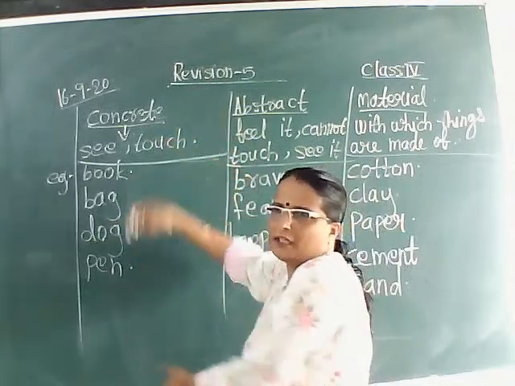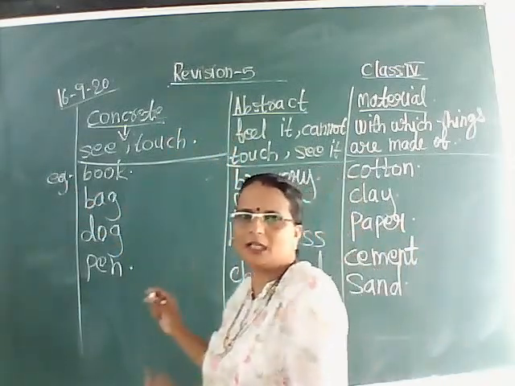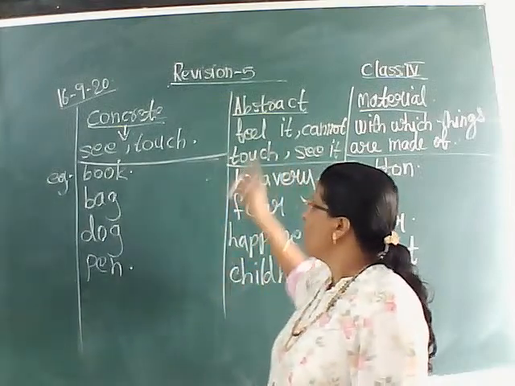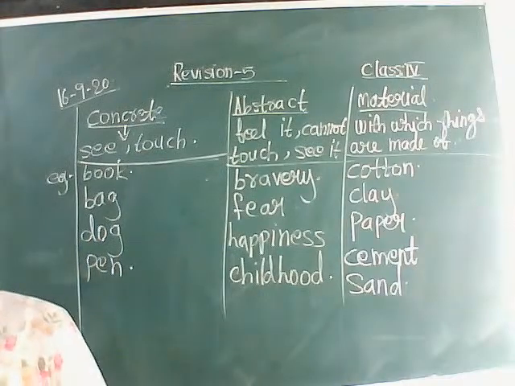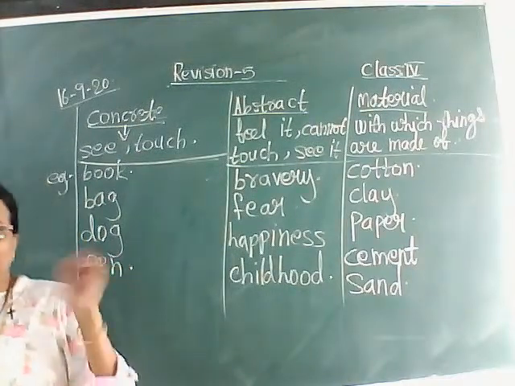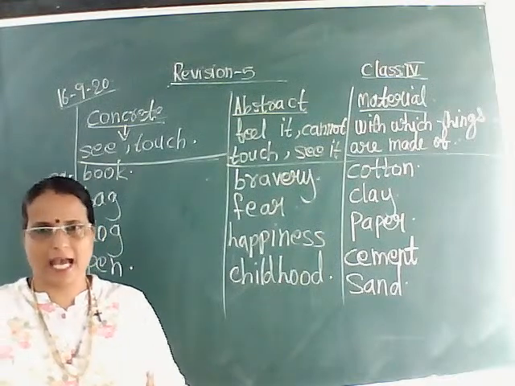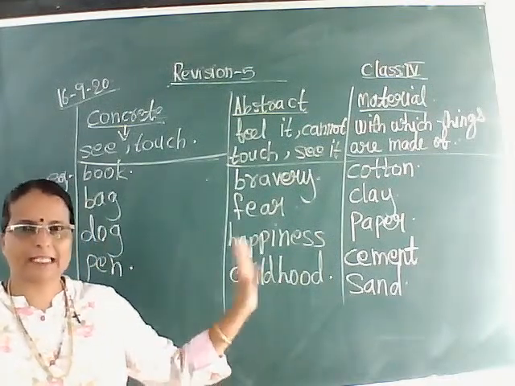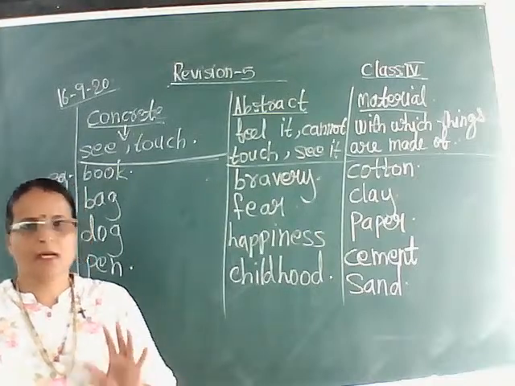So you can understand, so many things which we can see come under concrete nouns only. Now, what are abstract nouns? Abstract nouns are the nouns which we can only feel, which we cannot touch and see. We can only think about it or we can just feel it in our mind.